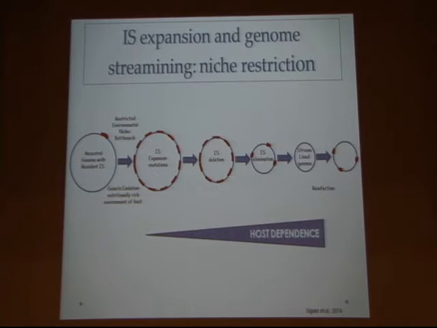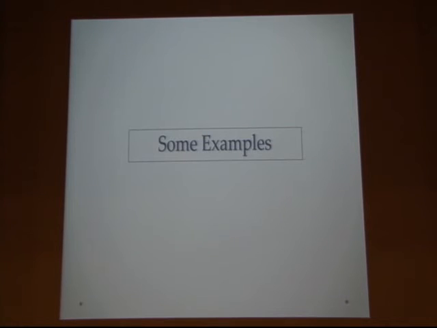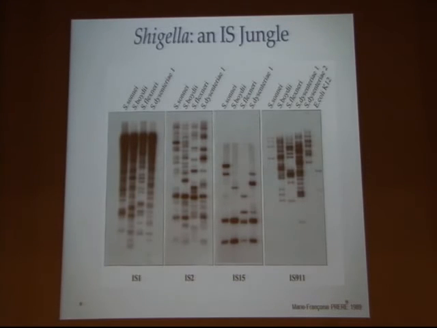This process increases the host dependence, and this is what happened in some examples of pathogens, which are now restricted to one specific host. Let's see some examples of the impact of these elements in complete genomes now. For example, Shigella is a completely insertion sequence jungle. We see here different strains of Shigella, and some different insertion sequences in Shigella.